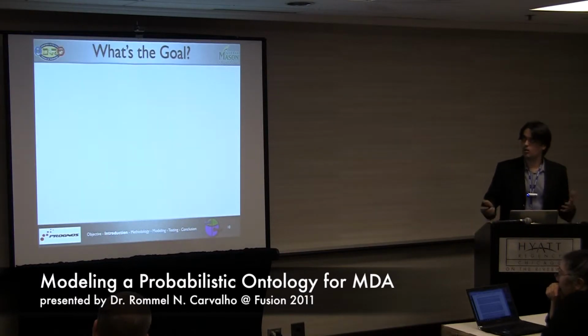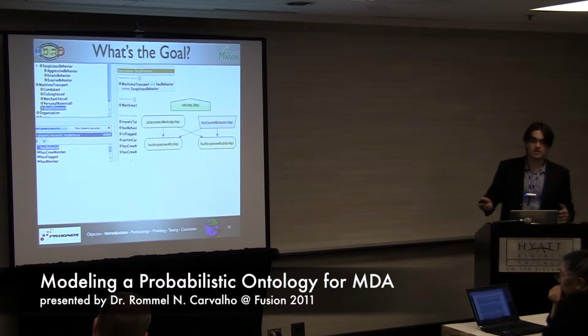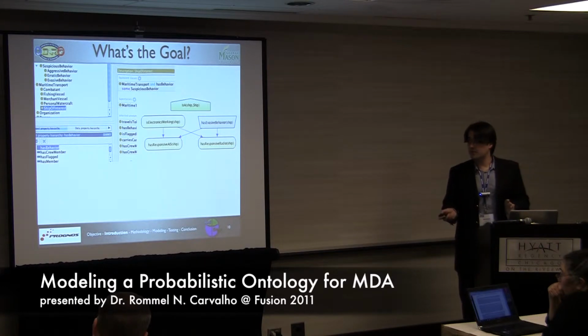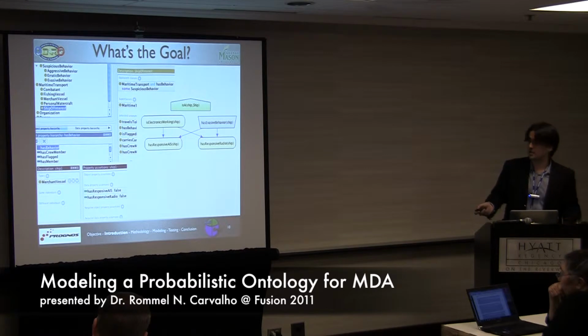So what's the goal here? What do we want to do with this probabilistic ontology? So basically, I showed you a piece of the ontology you're going to have, and a piece of the probabilistic reasoning you're going to have there. So if this happens, this is more likely to happen. And what I really want to do is use the information you have available for that ontology. So let's say you have some instance called ship 1.